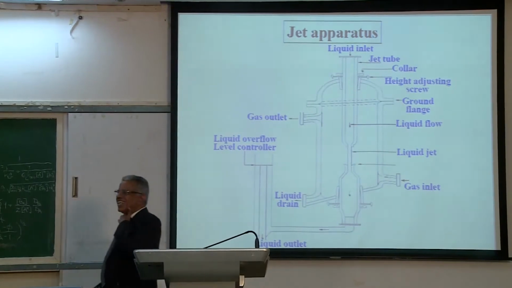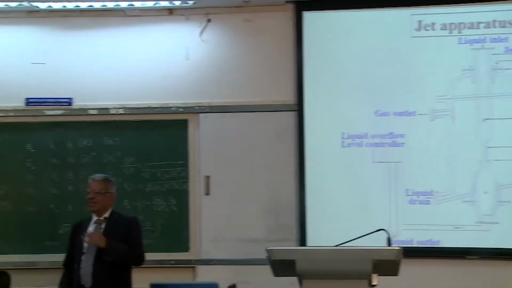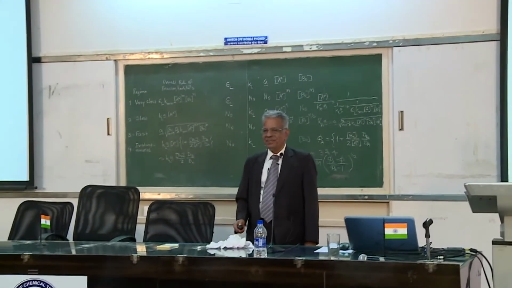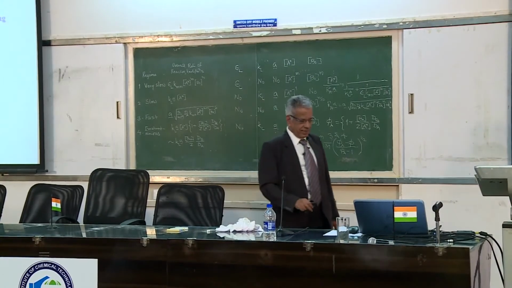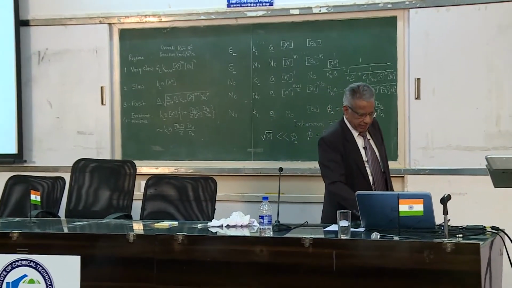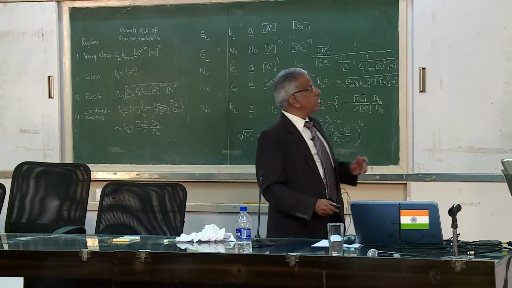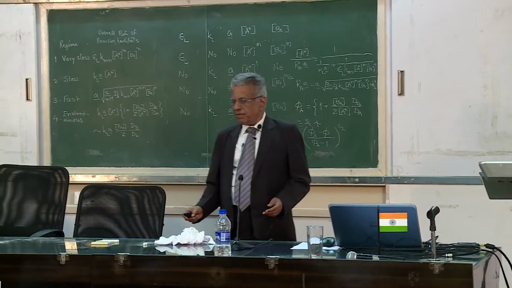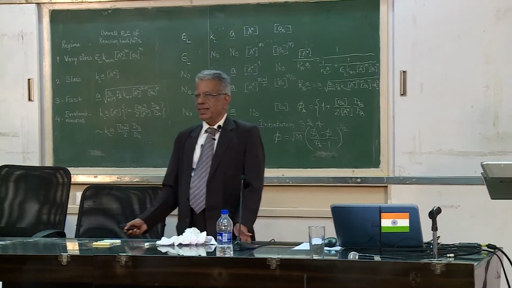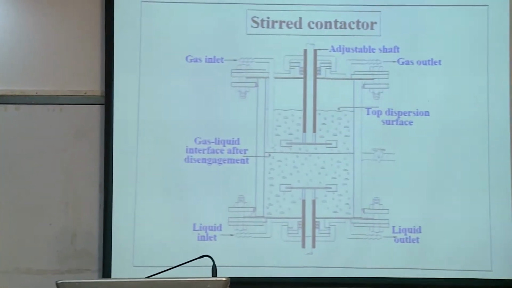So, stirred cell, rotating drum, wetted wall, wetted sphere, and laminar jet. All right. So, you know these contactors. This equipment, which is called the stirred contactor, is to be used only for the first regime, where you know that knowledge of the interfacial area is not required.